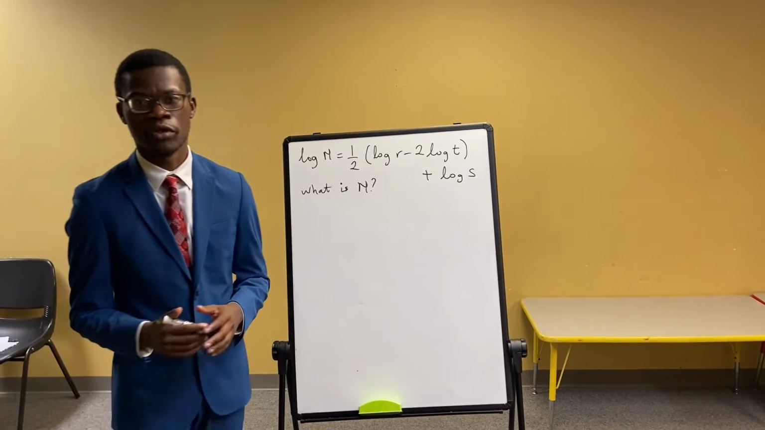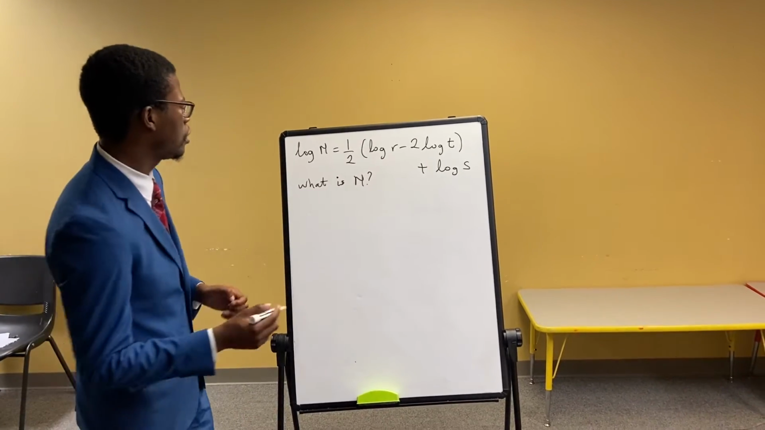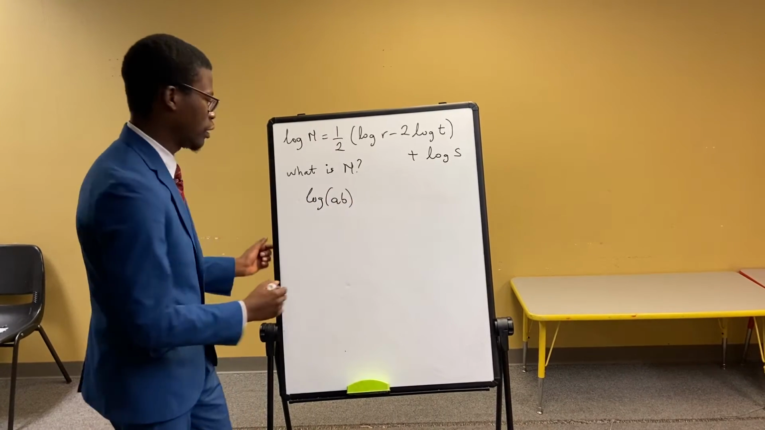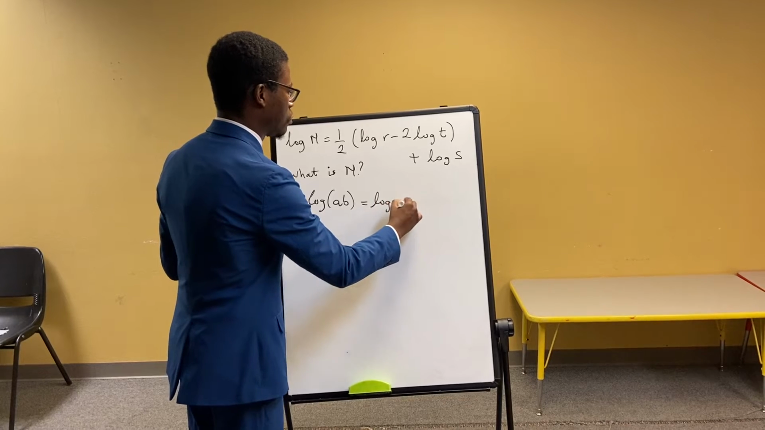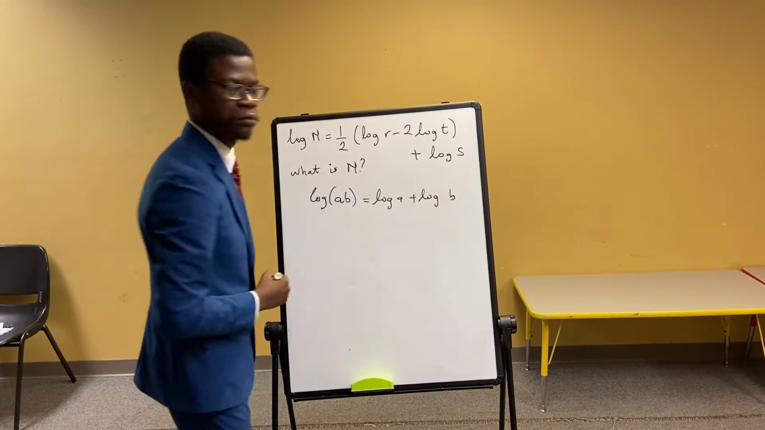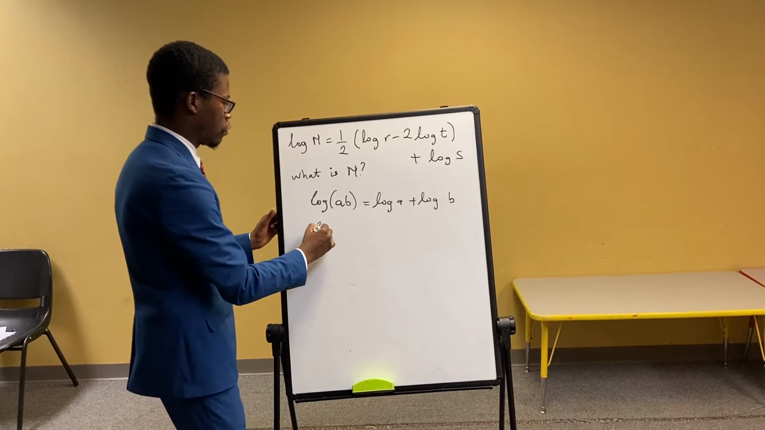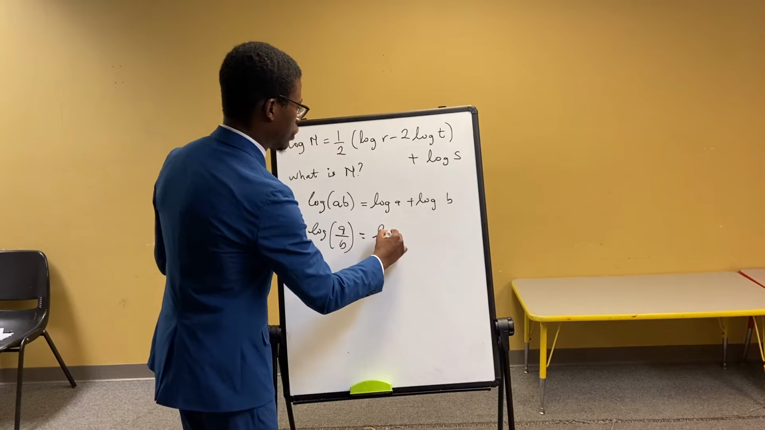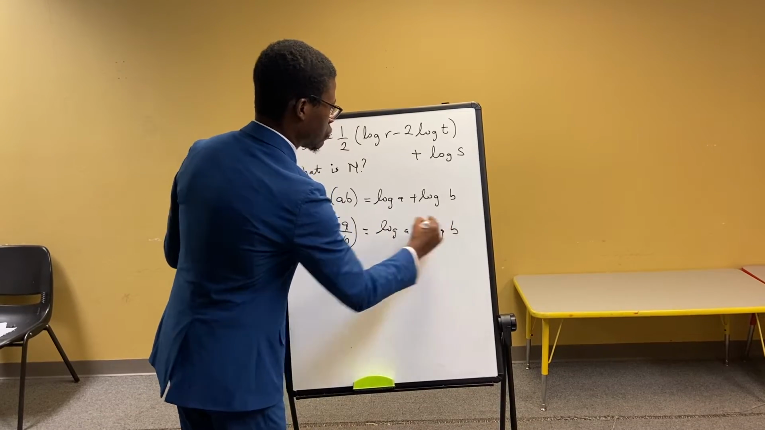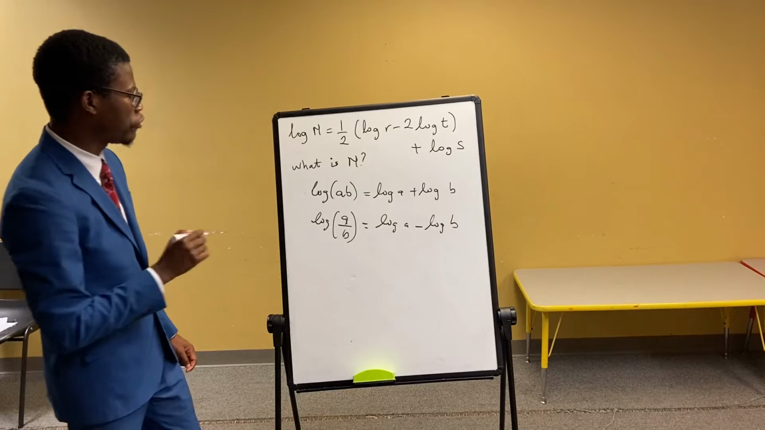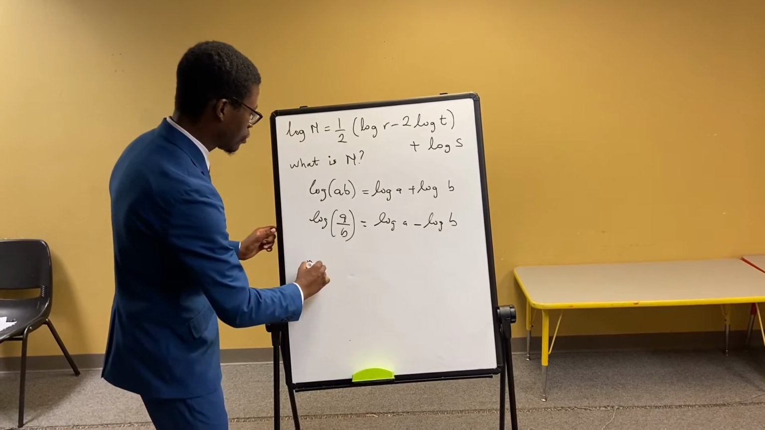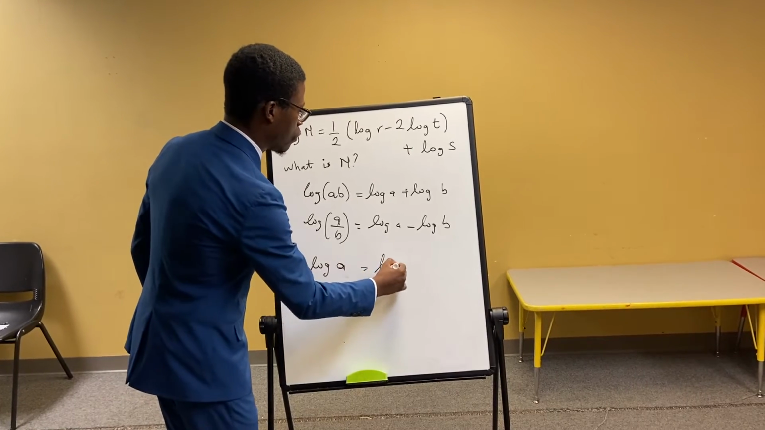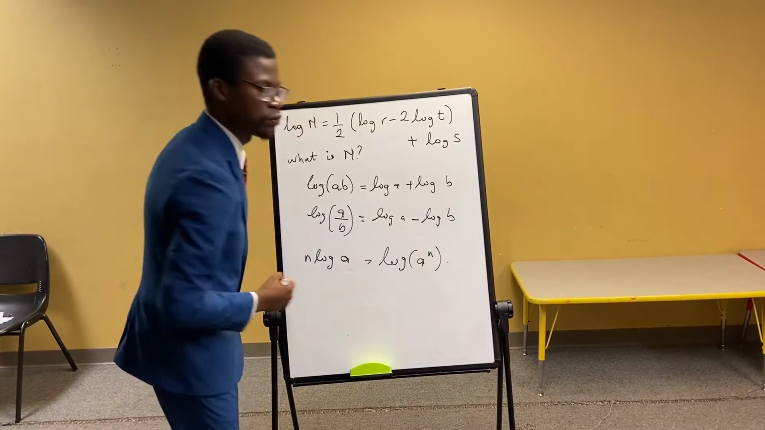Alright, let's review some laws of logarithms. If you have log of ab, it's the same thing as saying log of a plus log of b. Then if you have log of a divided by b, it is the same thing as log a minus log b. Then finally, if you have n log a, it is the same thing as saying log of a to the power of n.